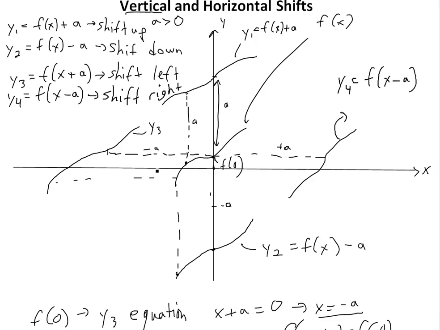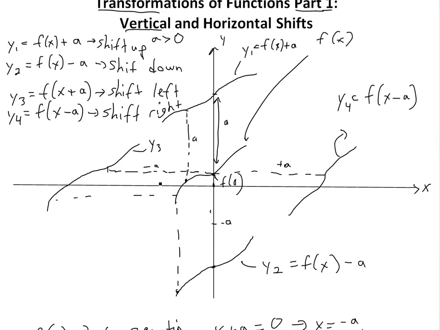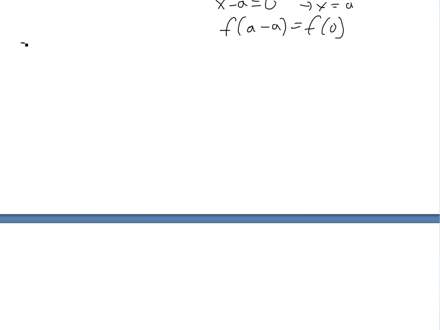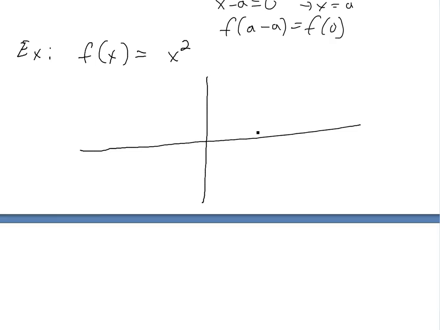Okay, so that's basically the vertical and horizontal shifts. We'll do an example here. Let's say f of x is equal to x squared. This one just looks like this. It's just a parabola. This is y, this is x. It's a bit off, but this is x squared.